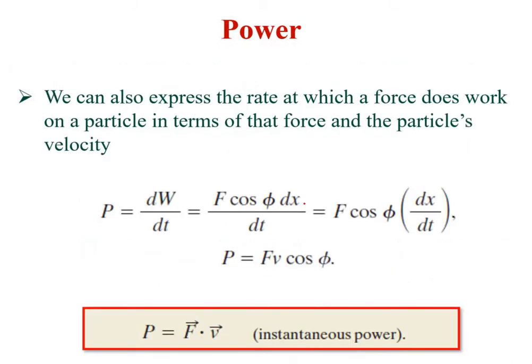Now we can derive another equation for power. We know that a differential amount of work, dW, can be written as the parallel component of force times the displacement. Now dx by dt we know is a velocity, right? So you can replace this with velocity, and therefore you get P equals Fv cosine theta, which is just the dot product of force and velocity. So this is an equation to get the instantaneous power for a force.